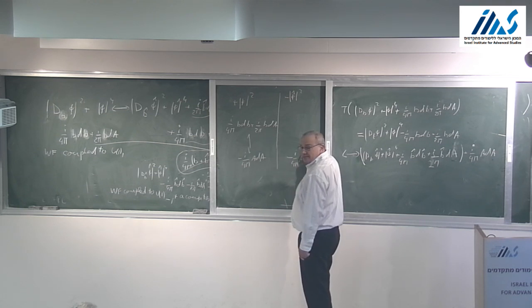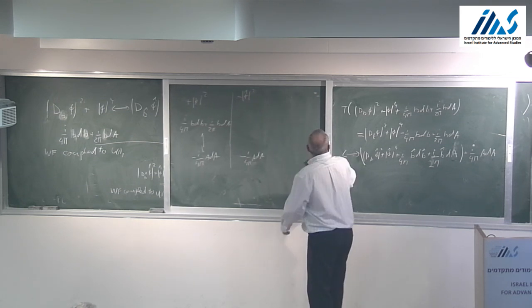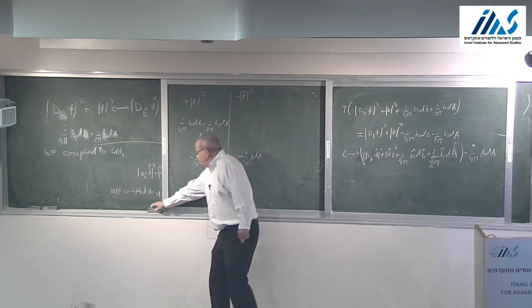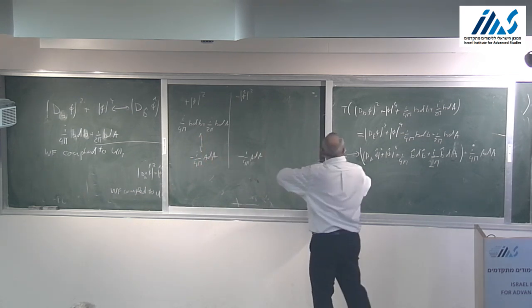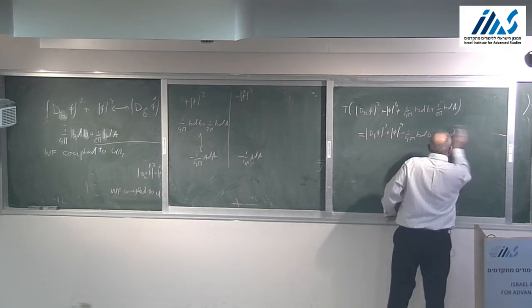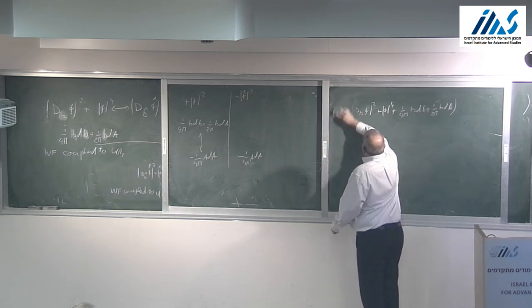Let's do the other sign. With the other sign, we have Higgsing on one side and giving mass on the other side. Now let's do the other sign.